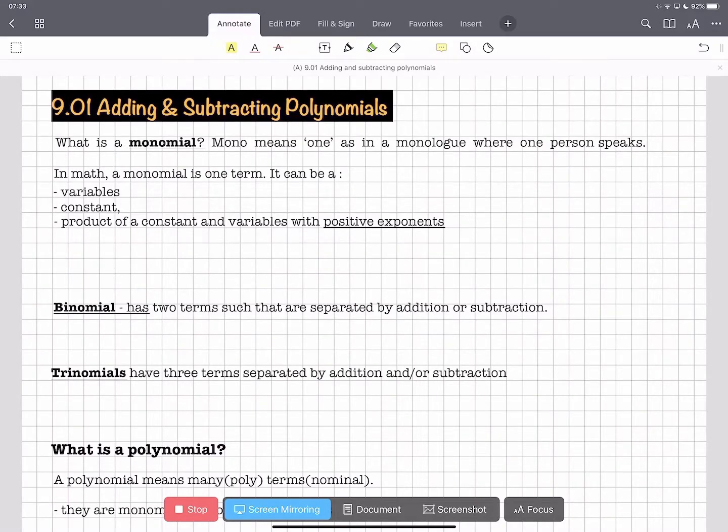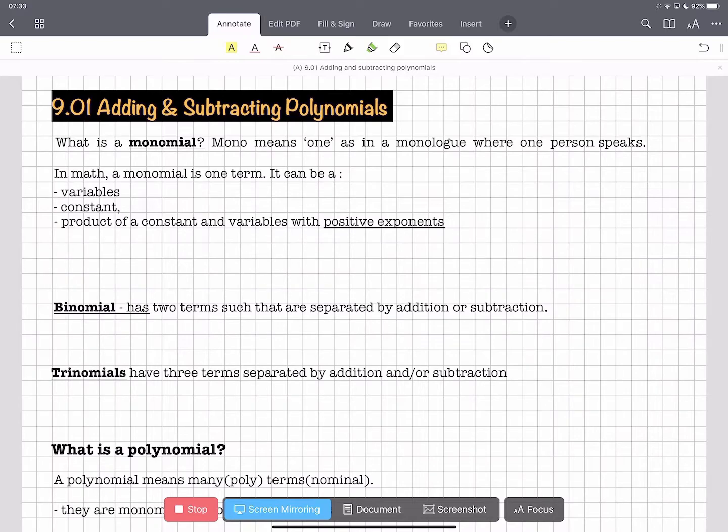Today we're going to learn something new. We're going to learn how to add and subtract polynomials. But before we get into that, we're going to talk about the different types of polynomials and how to recognize them. So the first type of polynomial we're going to look at is called a monomial.